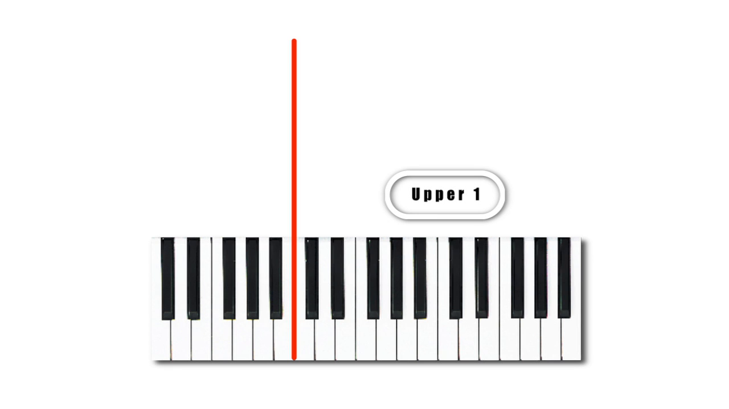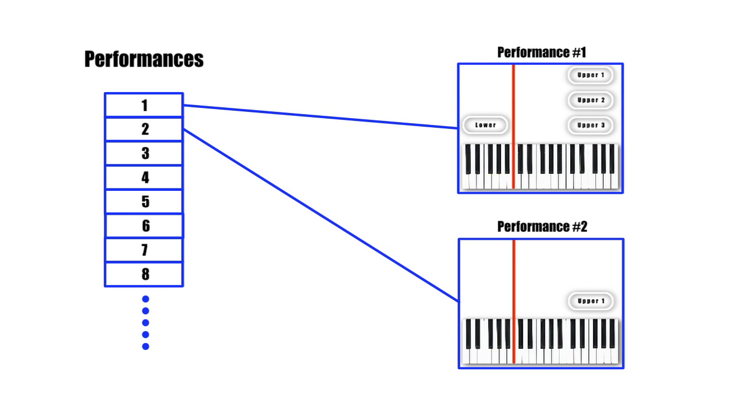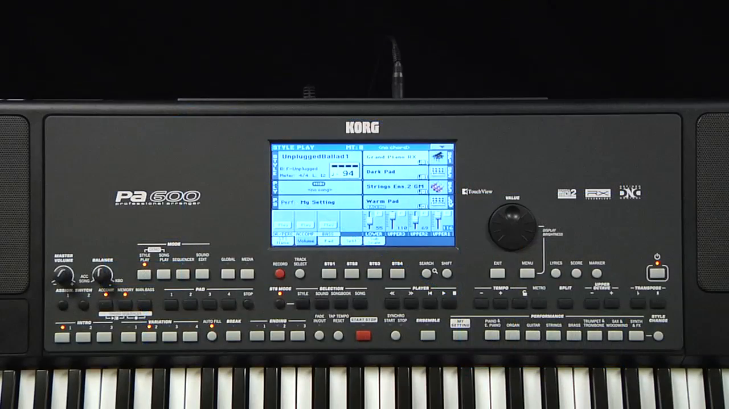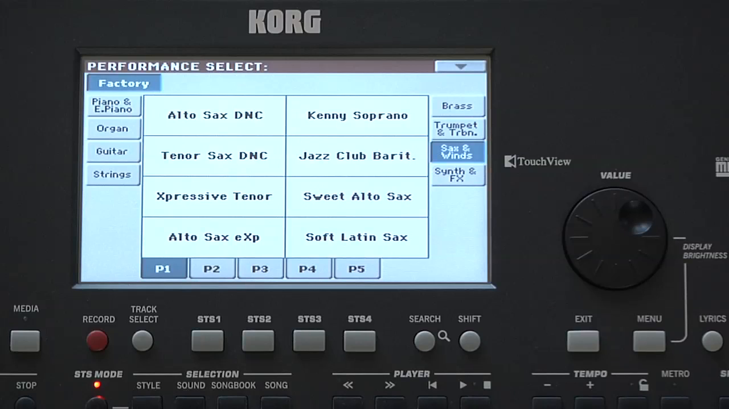Whatever your keyboard tracks are, including the levels, panning, effects, etc., they can be saved and recalled as a performance. Think of the performances as a library of your favorite keyboard track setups. On the right, there are 8 performance buttons. These open up a selection of performances that you can choose from the display. For example, press Sax and Woodwinds and select Alto Sax DNC.